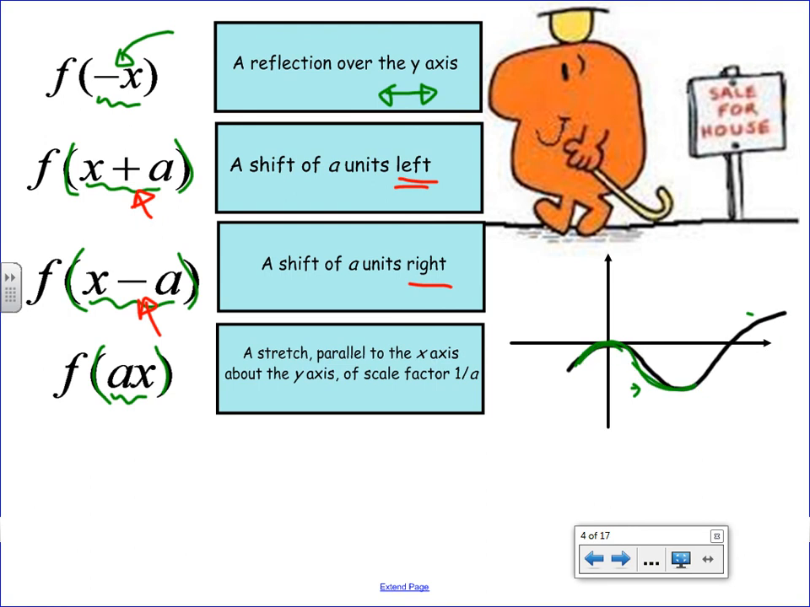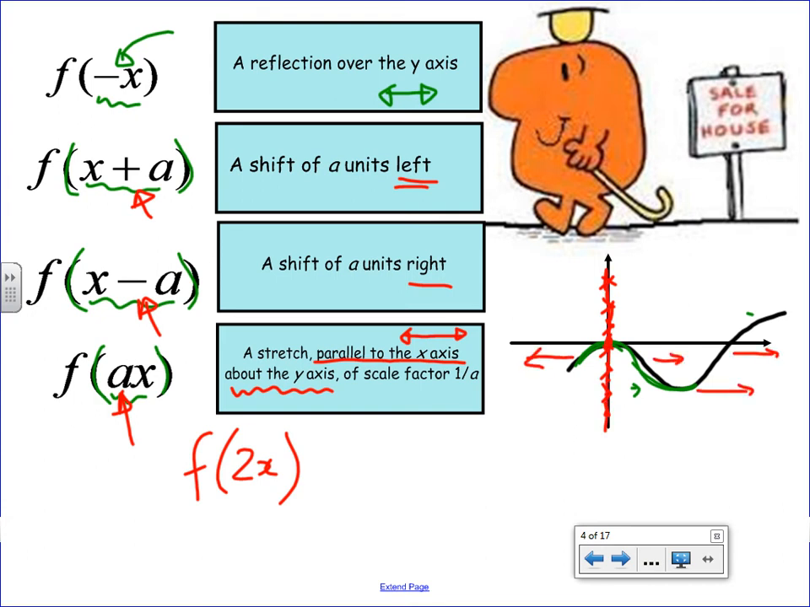So that goes right. And then here as well, topsy-turvy, you'd think, for example, f of 2x was going to double, but it's not, it halves, does the opposite. So it's a stretch, same as 2f of x would be a stretch. This time it's parallel to the x-axis, so this is what an x-axis looks like. So the stretch is like that, about the y-axis. So the y-axis is fixed. Everything on the y-axis is pinned down and fixed, and then the stretch happens away from that point.